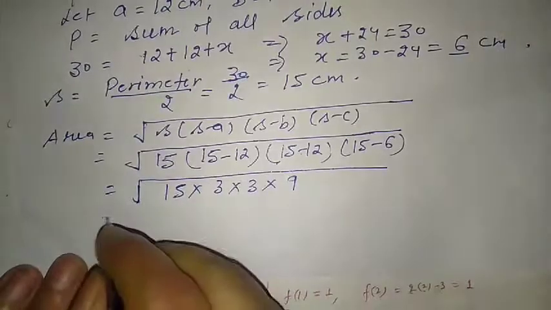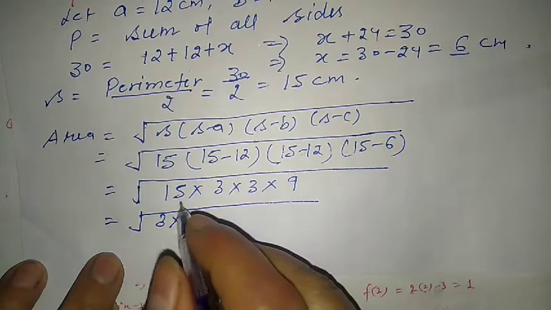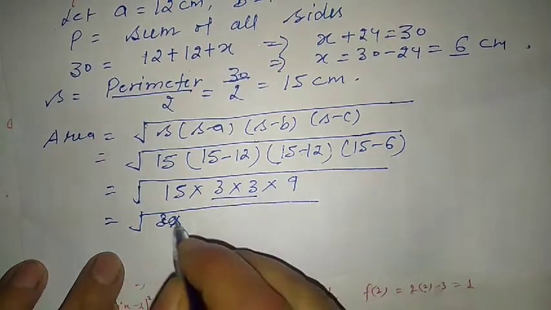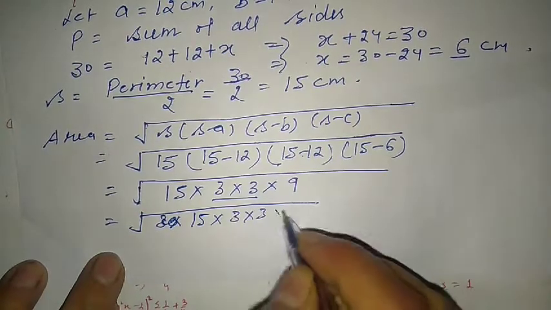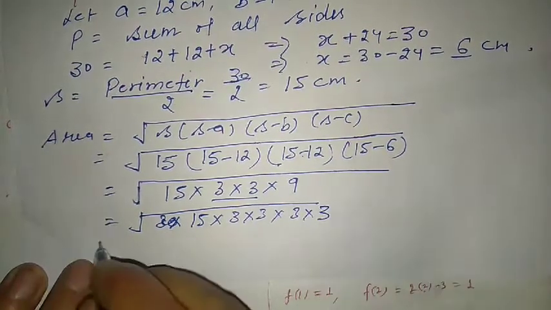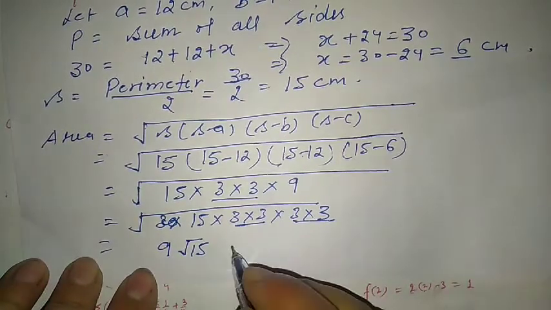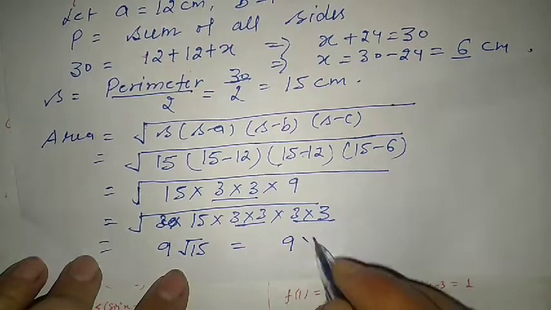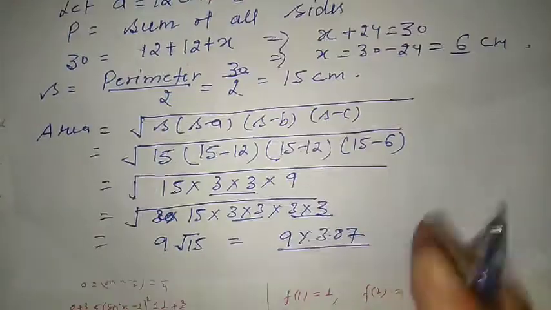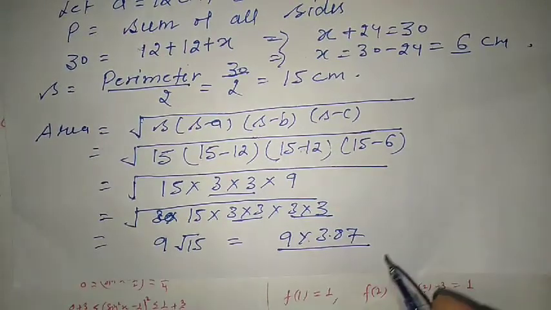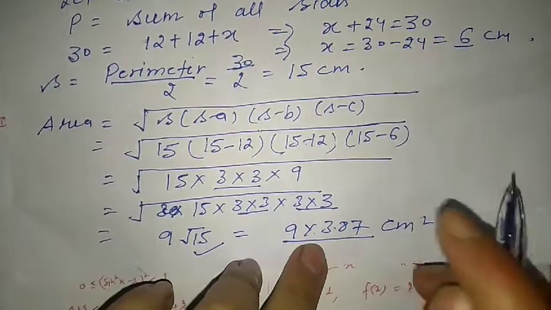So we can factorize this. 15 can be written as 3 into 5. No need to write it because 3 is in pair. 3 is already in pair. And 9 we can write as 3 into 3. So this pair and this pair can come out. So it becomes 9 root 15. And root 15 is, I think, 3.87 approximately. So you can leave the answer up to here, this much centimeters square.